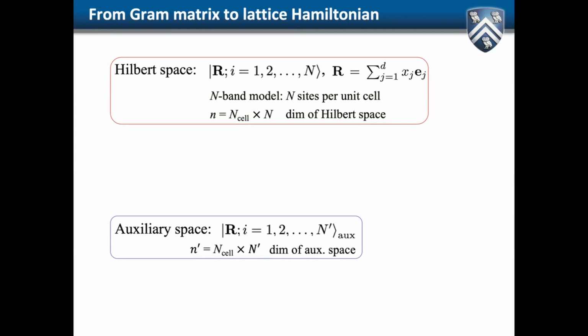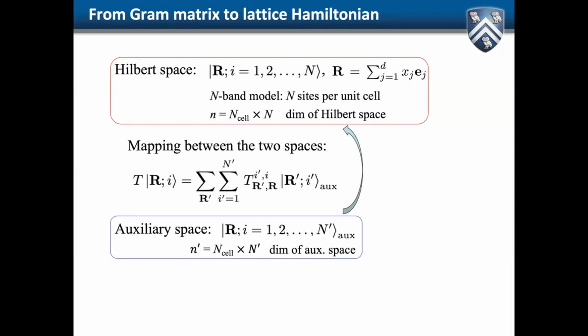And how do we build a Hamiltonian that possesses a flat band as the ground state? Now, in addition to the Hilbert space, we can also construct some auxiliary space. This auxiliary space has the same unit cell structure as the Hilbert space, but the internal dimension is different. In this auxiliary space, each unit cell possesses capital N prime internal states, and we require that capital N prime is smaller than capital N.